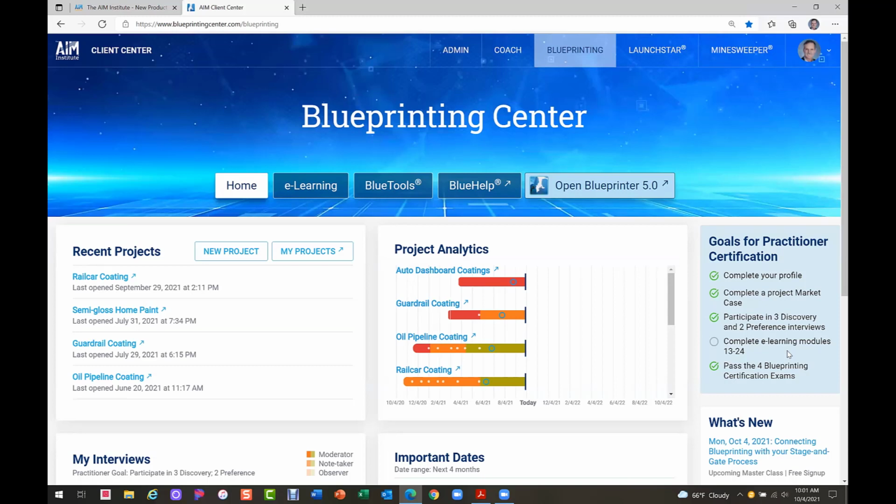This is kind of an interesting one. Scott and I were talking about this. This one is going to be on how to integrate blueprinting with StageGate. And we've scheduled it for now because we thought we would have a white paper published on this glorious subject, right, Scott? Right. But we had a little delay.